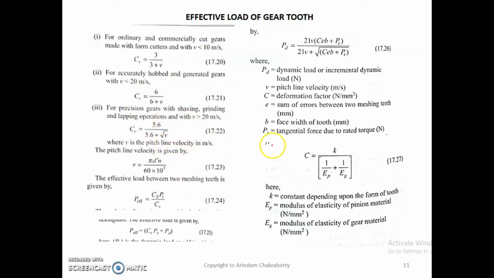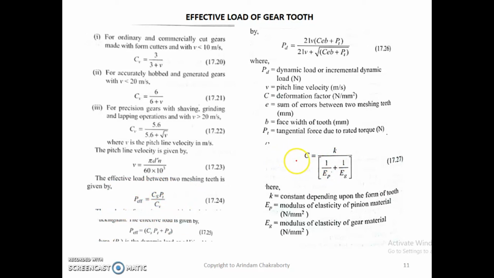So what will be the V? V is nothing but the pitch line velocity, pi D N by 60 into 10 to the power 3. So what is the efficient loading? Efficient loading is CS by PT by CV by PT. All these formulas were derived through a number of works and experimentation. This will help us in the coming classes.